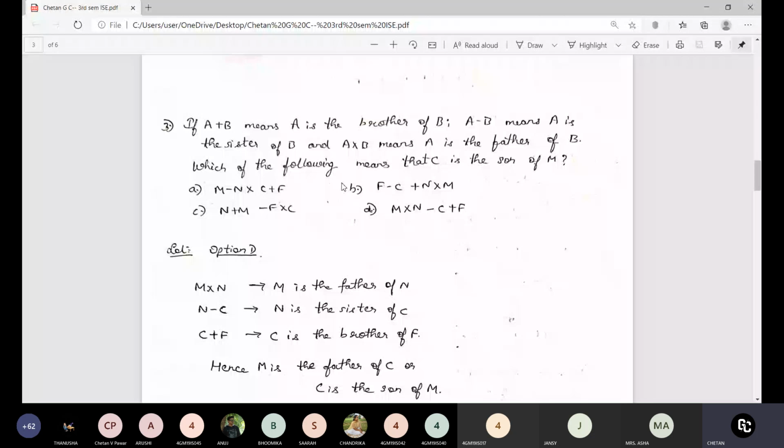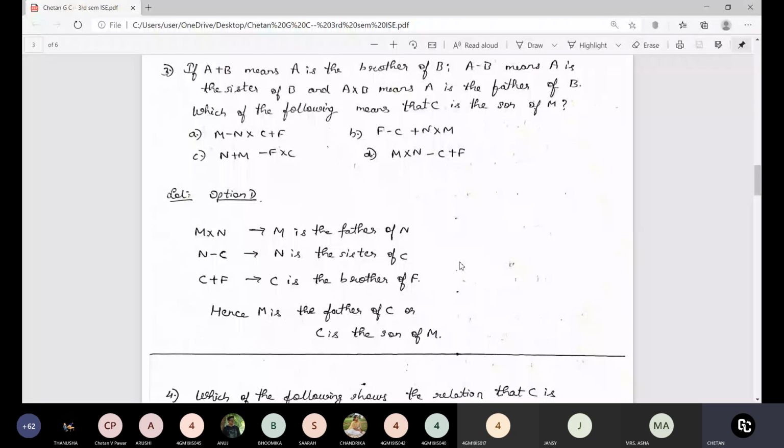First we will check option A, M minus N into C plus F. So M minus N means M is the sister of N. N multiplies C means N is the father of C. So here they had said that C is the son of M, that is vice versa, that is M is the father of C. So the given sequence is wrong in option A. So option A is not the correct answer.